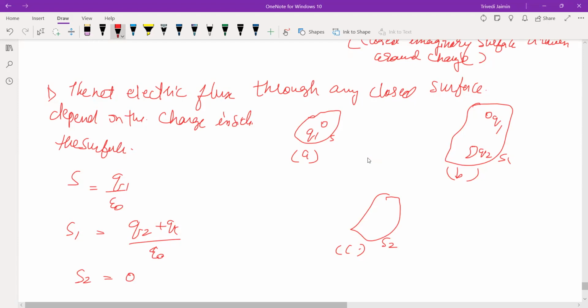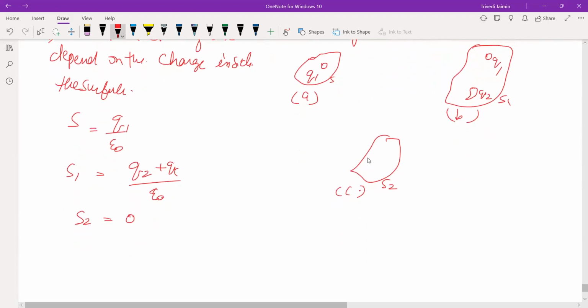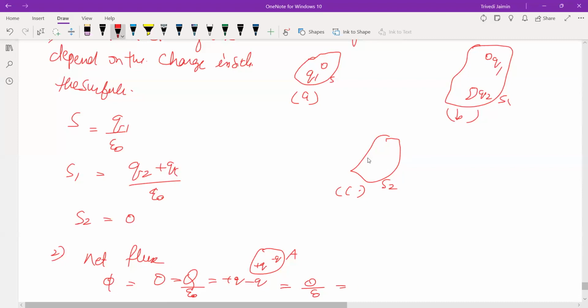Now, the same way, if I draw a charge here, plus Q and minus Q, and that surface area is named A. So net flux phi will be equal to 0, because net Q will be plus Q minus Q, net, by epsilon naught. Which is 0 by epsilon naught, which is 0.